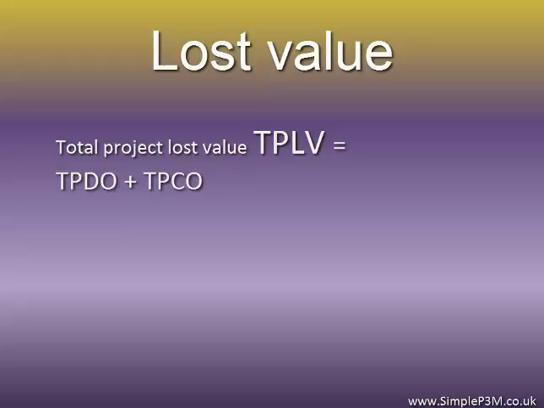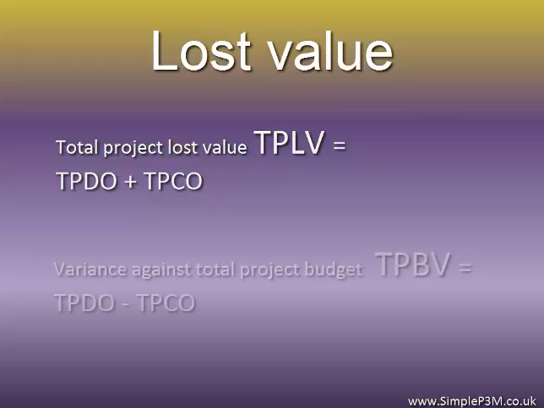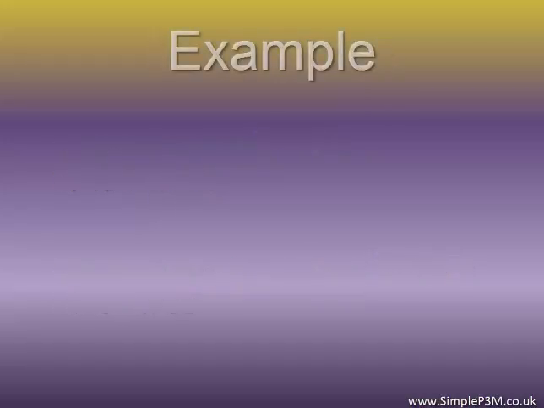The total project loss value is equal to the sum of the duration overrun and the cost overrun, whereas the variance against the total project budget is found by subtracting one from the other. This is what causes the masking effect. So let's work through an example.